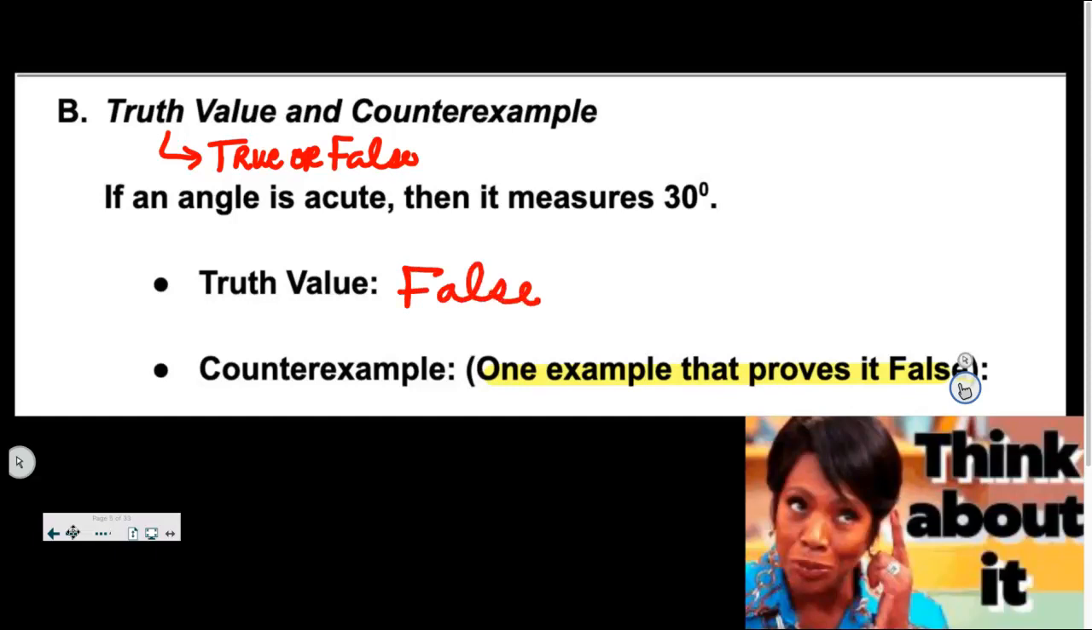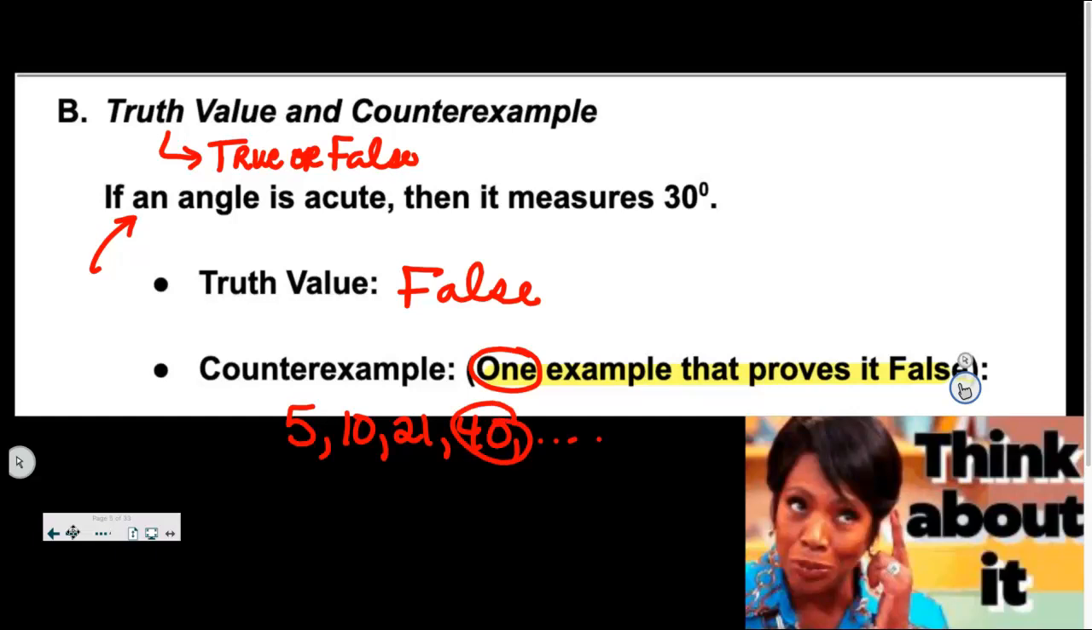This would be what we call a really, really bad if-then statement. A really, really bad conjecture, because there are so many counterexamples. If an angle's acute, it could have been 5 degrees, it could have been 10 degrees, it could have been 21 degrees, it could have been 40 degrees, etc. But you only need one thing that proves it false. And the more counterexamples there are, the worse of a statement that becomes. So I'm just going to pick 40 degrees as my counterexample.